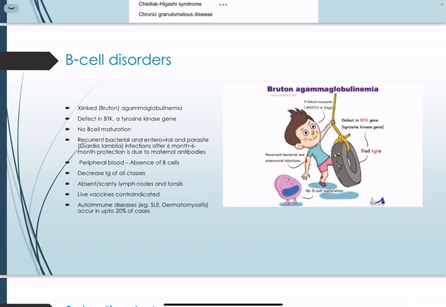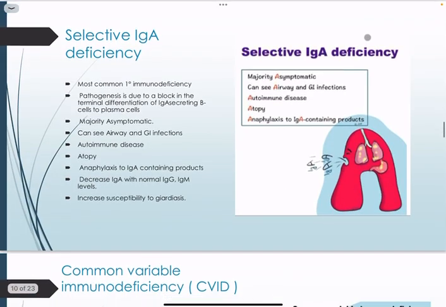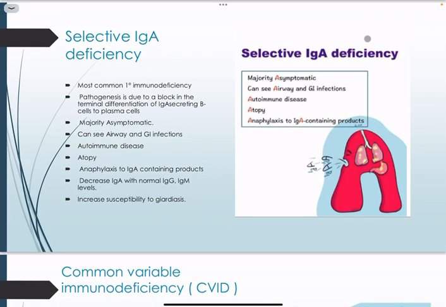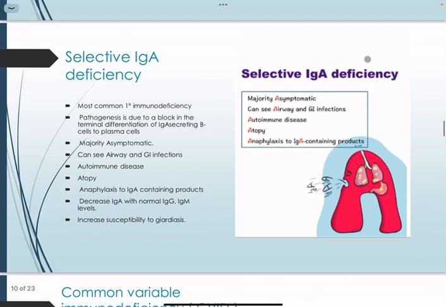Next is selective IgA deficiency. As the name implies, there's a problem mainly with immunoglobulin A. It's considered the most common primary immune deficiency. If you take 500 people, one of them will have low levels of IgA. However, the good news is that most of them will be totally asymptomatic, symptom-free.